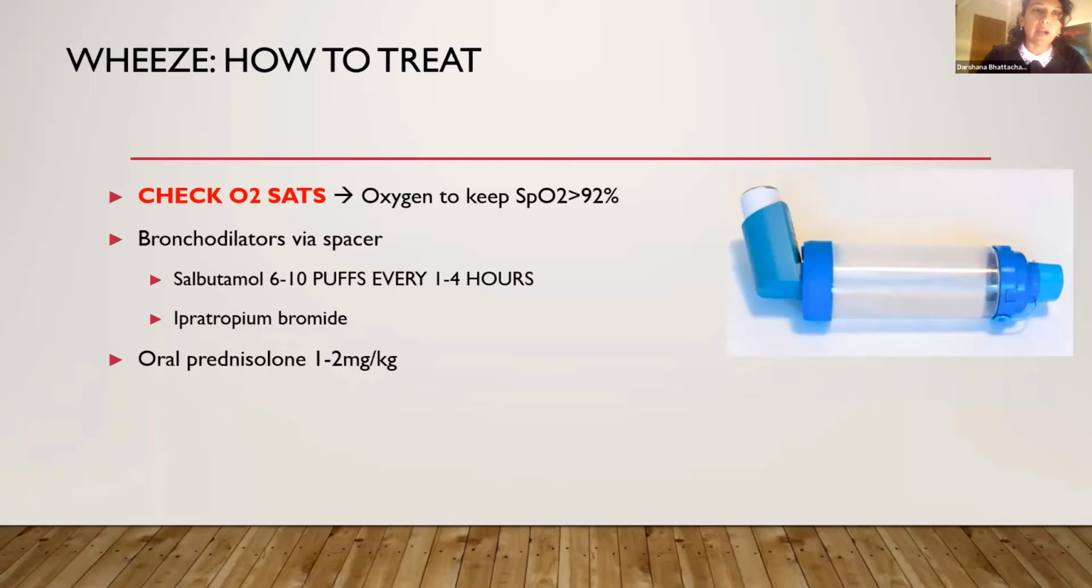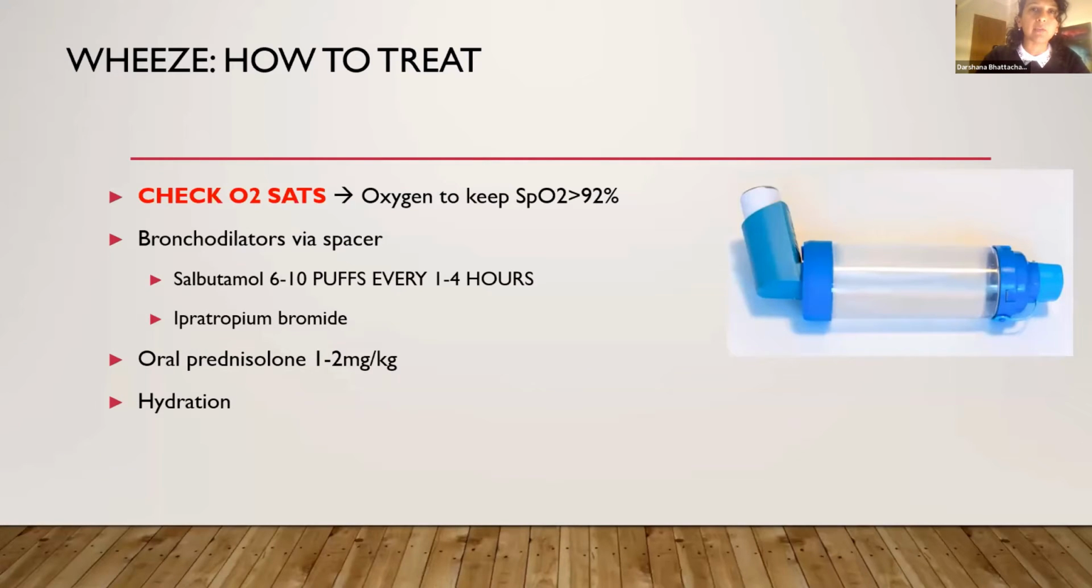Children who have had recurrent bouts of wheeze often benefit from a dose of oral steroid, which is prednisolone that we give here, between 1 and 2 milligrams per kilogram. So we essentially calculate everything according to weight for children, up to a maximum of 30 milligrams in kids under 5. Make sure that they are well hydrated.